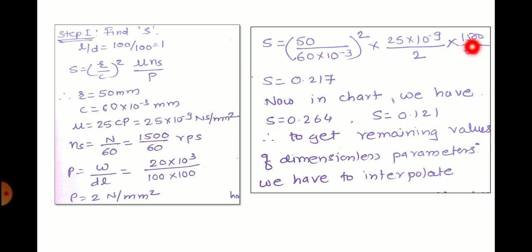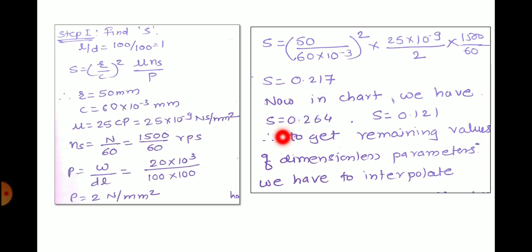Ns is 1500 by 60, and divided by P. P is how much? 2. That's why I have put 2 here, instead of putting 2 ahead, I have kept this here. So R by C bracket square, then mu Ns by P. Finally, after simplification, I am getting the value of the Sommerfeld number as S is equal to 0.217.